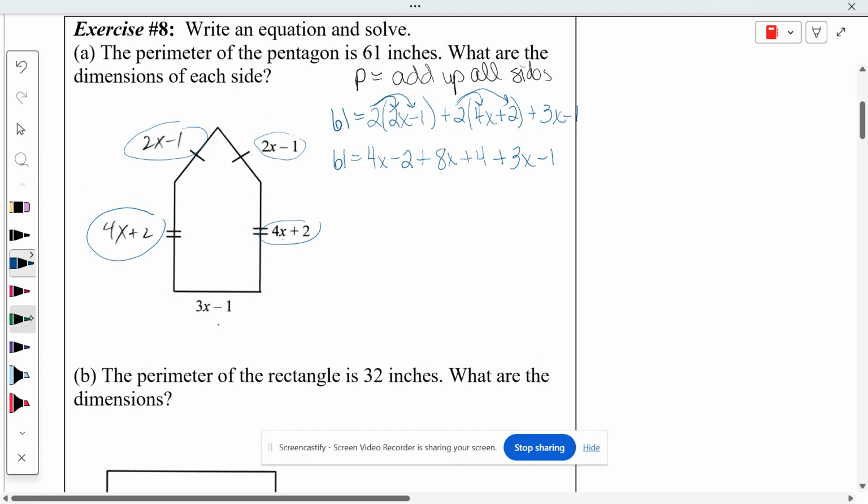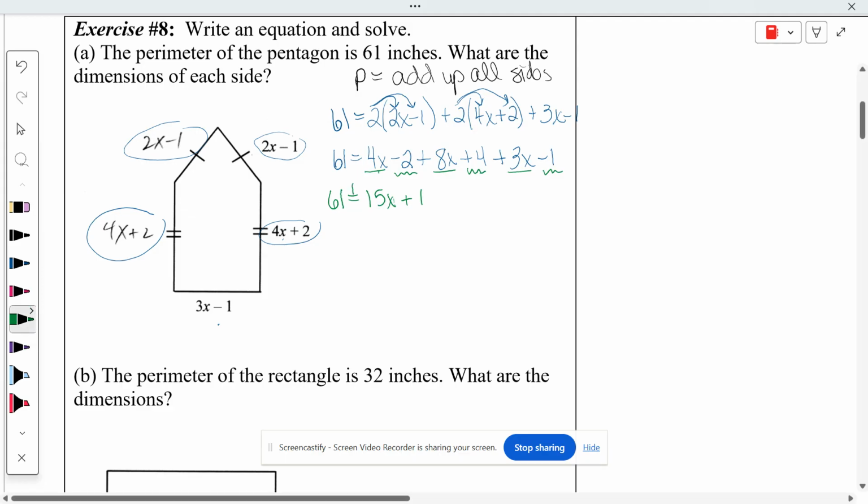Let's combine like terms. Let's combine all of our x's. I have a 4x plus 8x plus 3x. So 61 equals 4 plus 8 is 12, plus 3 more is 15x. I have a negative 2 plus 4. Well, negative 2 plus 4 is positive 2. Minus 1 is positive 1. So that's my final equation.